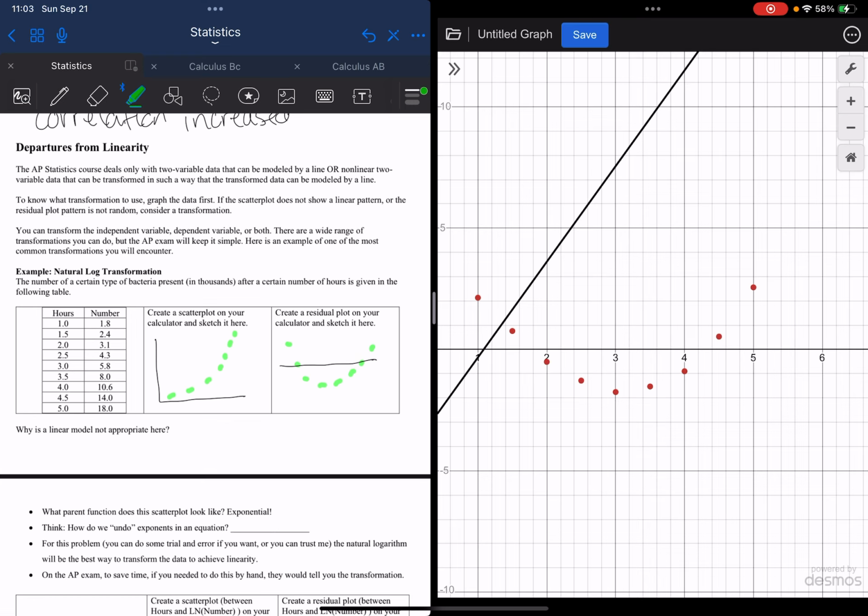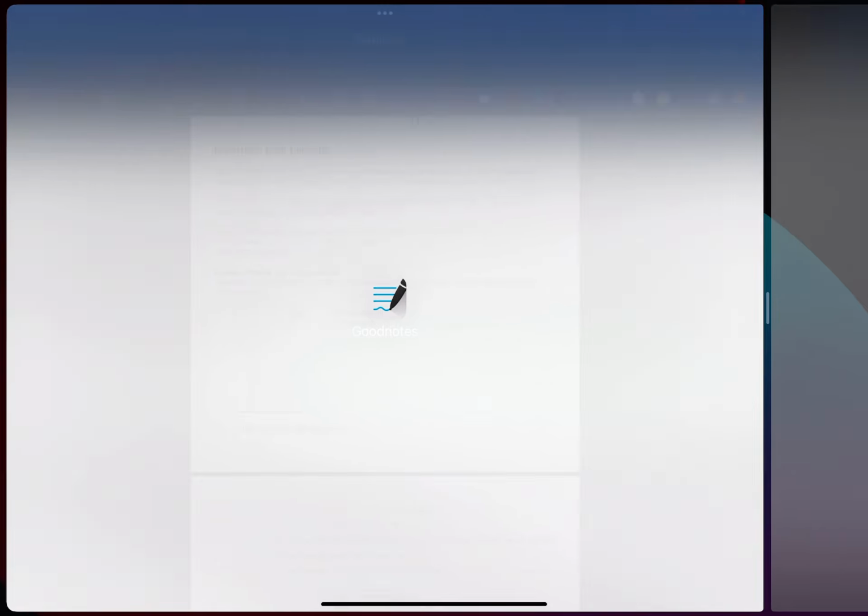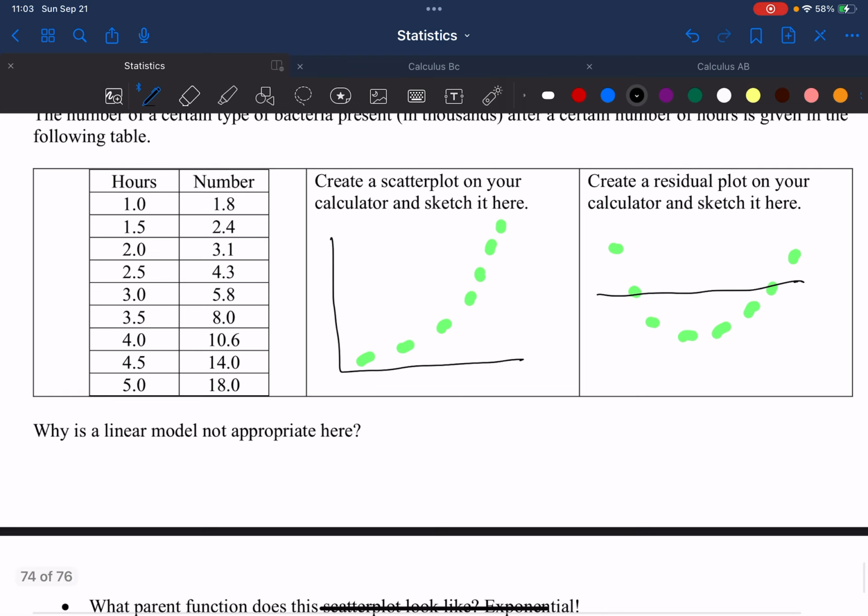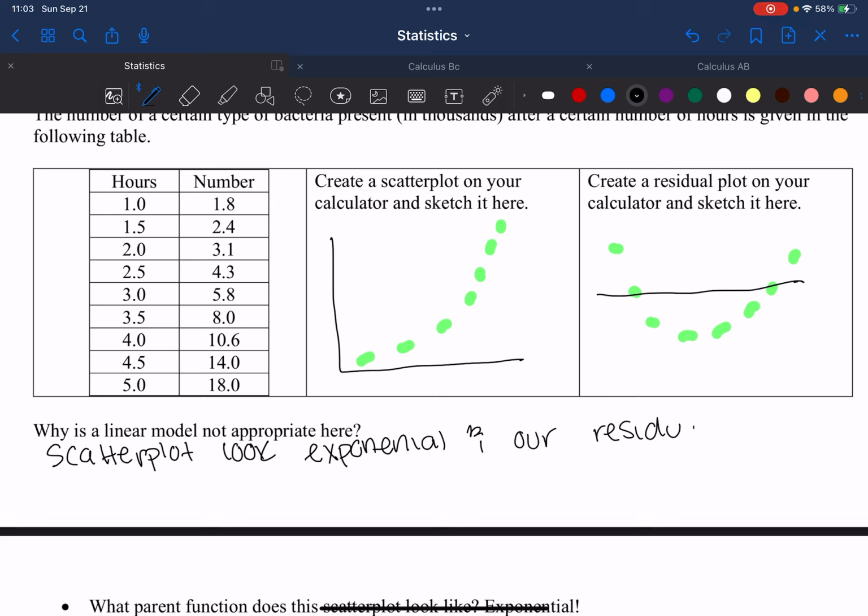Okay. So looking at this, it says, why is a linear model no longer appropriate? If you look at this, notice how it doesn't look linear, but instead looks exponential. So I would say, and let me make this a little bigger, a linear model is no longer appropriate because our scatter plot looks exponential and our residual plot has a curved pattern.